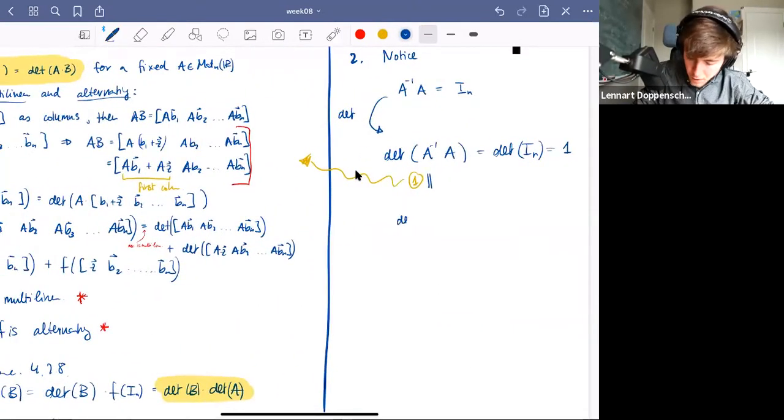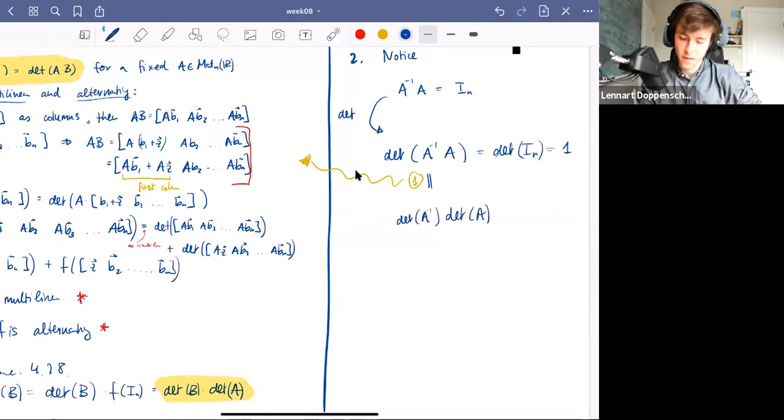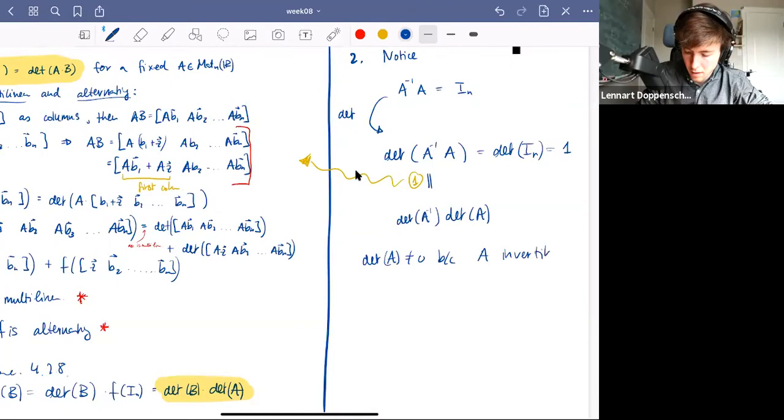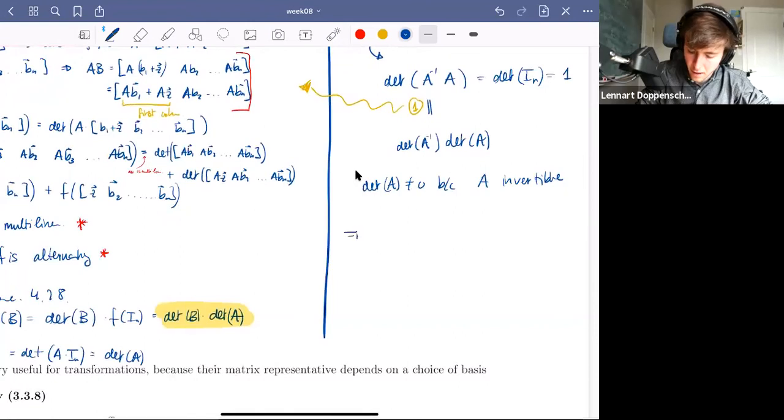This is equal to the determinant of A inverse times the determinant of A. And now we divide by the determinant of A on both sides, which we can do because the determinant of A is non-zero, because A is invertible. That was the theorem that we didn't prove on the previous page. Yeah, divide by the determinant of A. So the determinant of A inverse is equal to 1 over the determinant of A.